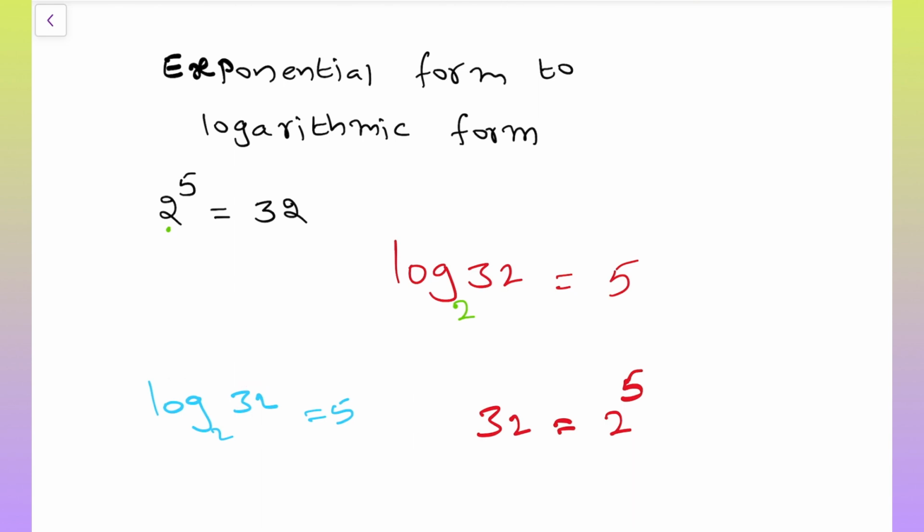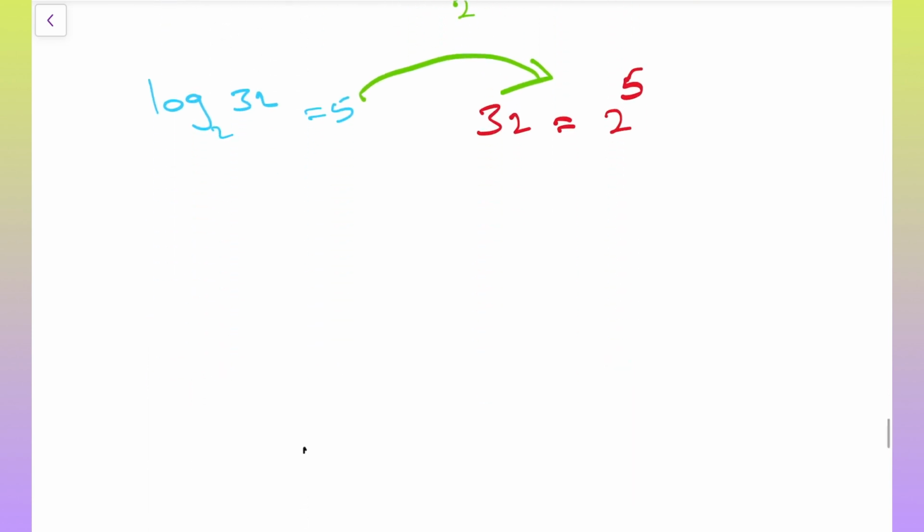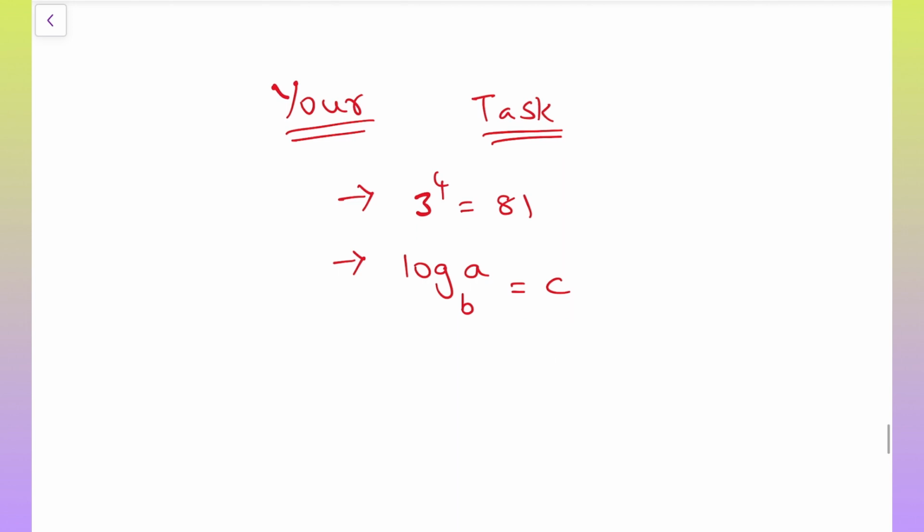Converting exponential form to logarithmic form and logarithmic form to exponential form. It will be helpful mainly in the objective, that is part B. So you try these two. First one is exponential form, you need to convert to logarithmic form. Second one is logarithmic form, you need to convert to exponential form.